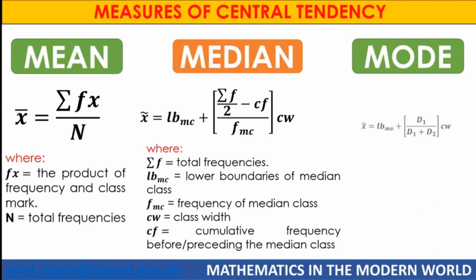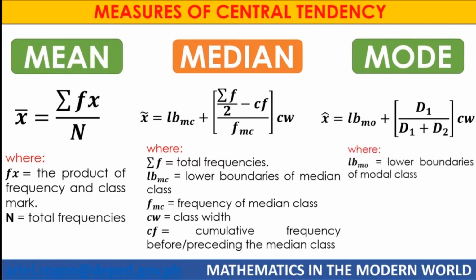Now let us proceed with the formula of the mode. Mode is equal to LB sub MO plus D sub 1 over D sub 1 plus D sub 2, times CW, or the class width. LB sub MO is the lower boundary of the modal class.